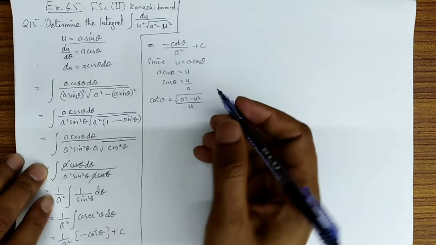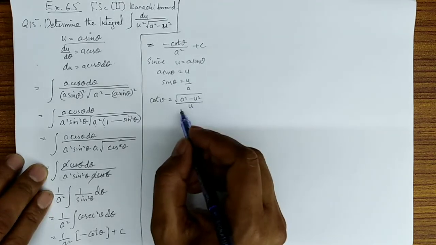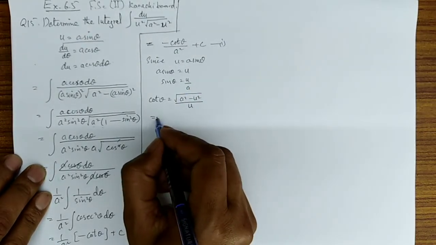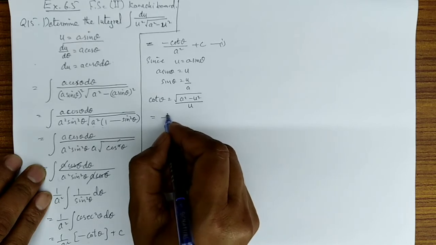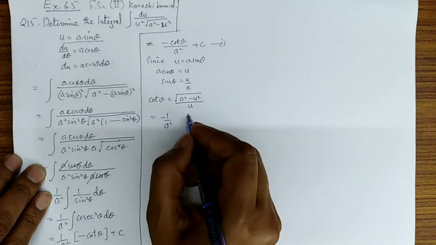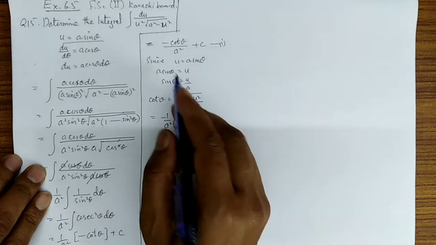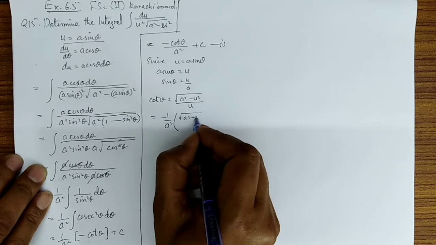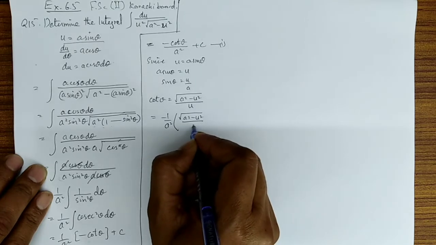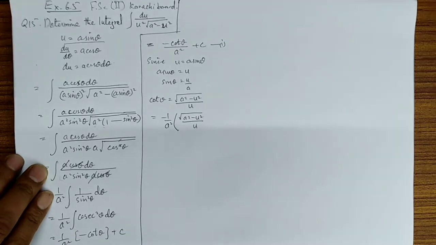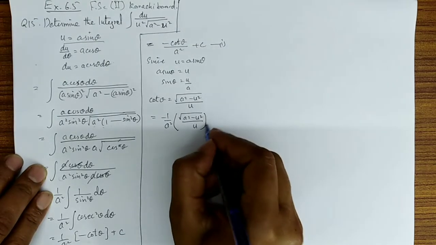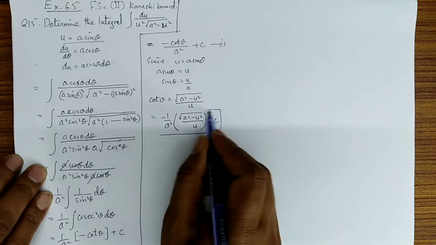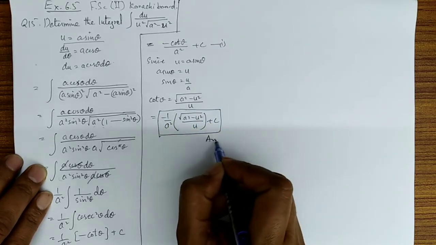Then by putting these values in, we obtain minus 1 upon a square into, in place of cot theta, we can write root of a square minus u square whole divided by u, plus c, which is our required answer.